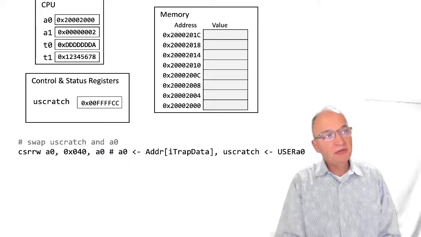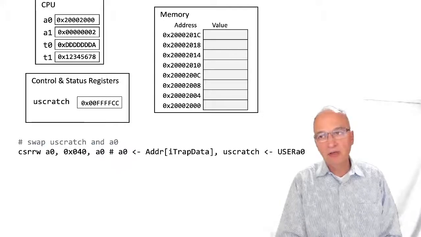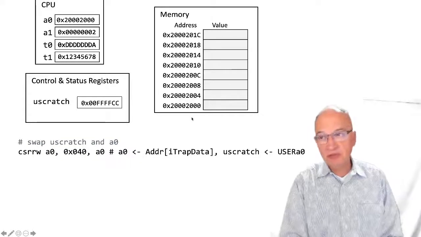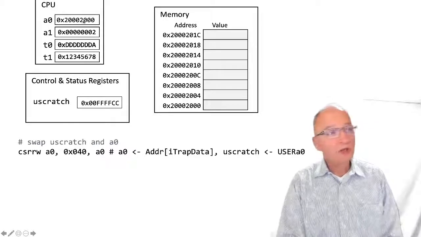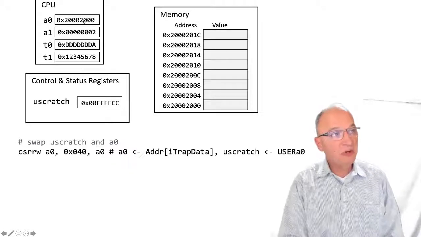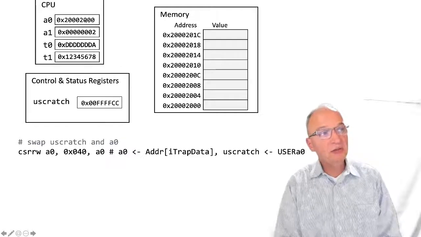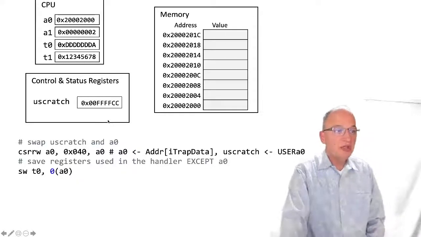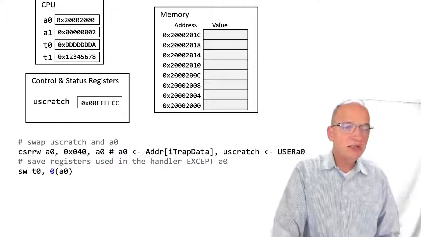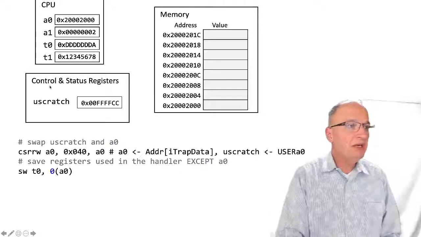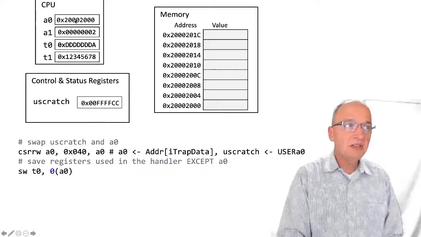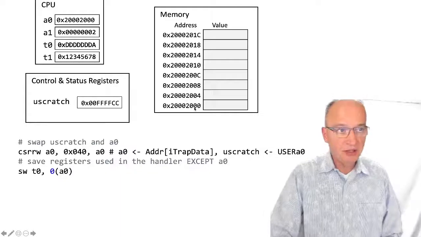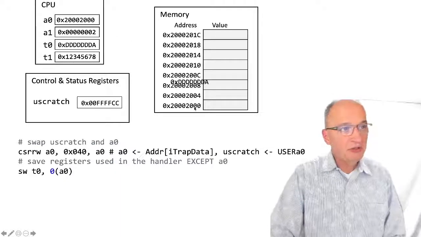So now we have the address of the first position of the area that has been reserved for my exception handler in A0. Now I can start accessing this area of memory based on this value of A0, which I got from the U-Scratch register. Next, I'm going to save the registers that I'm going to use in the exception handler, except for A0, because remember my A0 is now in my scratch register. This value that I have in A0 is actually the address of the first position of the area of memory that I'm going to use.